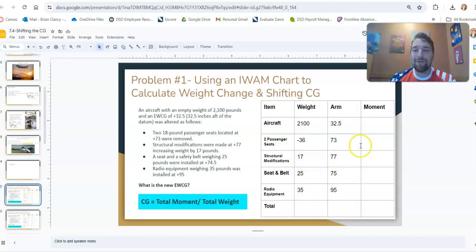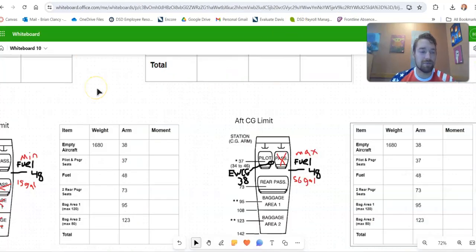So I already filled out an IWAM chart for you with the relevant information. Again, the two 18-pound passenger seats add up to be 36, but since they're being removed, we're going to have a negative weight there. We're also going to assume that the datum is at the nose, which means that all of our arms are going to be positive. So this should be the setup for that. What I'd like you to do is take a moment, pause the video, and write this chart down. Once you've done that, then we're going to go over here and start solving this together.